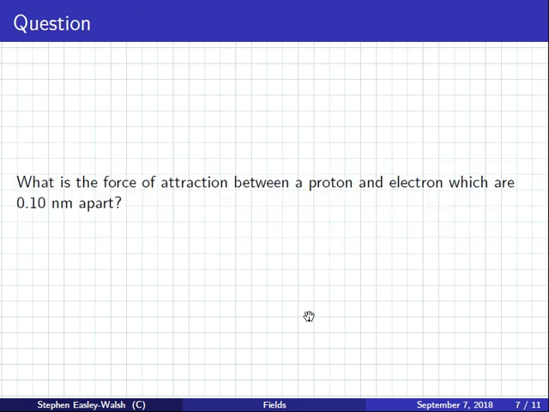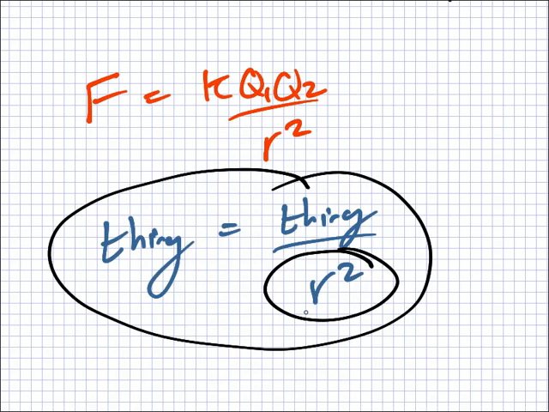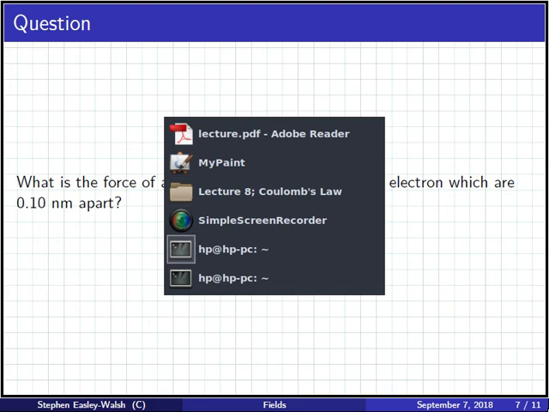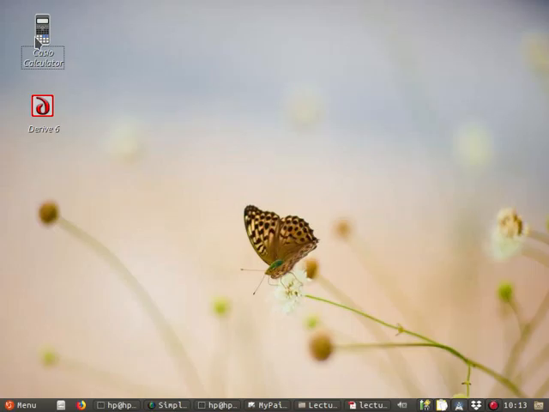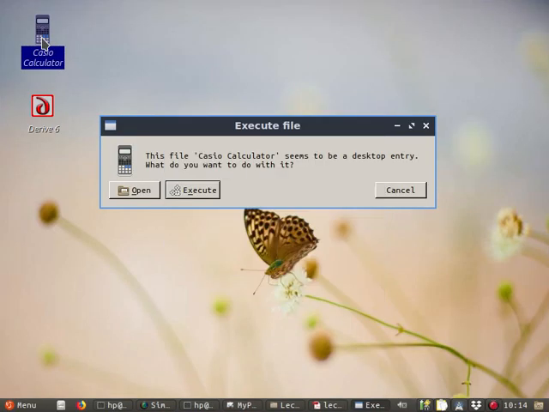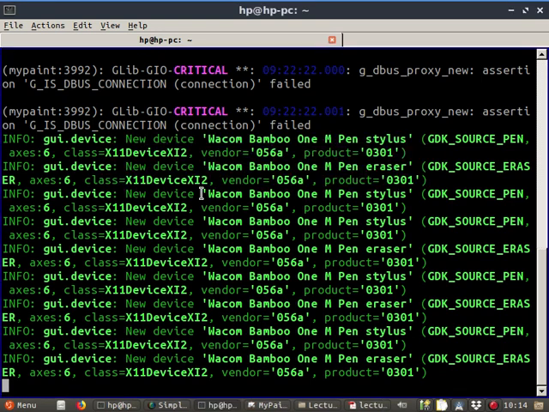Okay. Here is a calculation for you to do. You have a proton, you have an electron, and they're 0.1 nanometers apart. I want the force, please, using Coulomb's formula. So using that formula, calculate the force for me. Let me open my calculator. Right. I'll let you try before I give you the answer. I think you can do this.